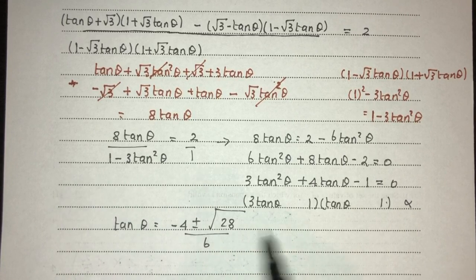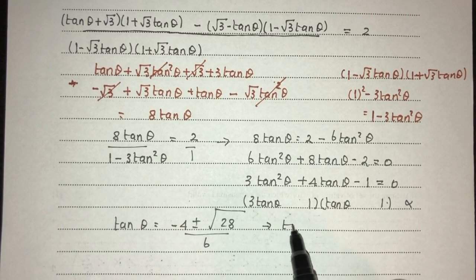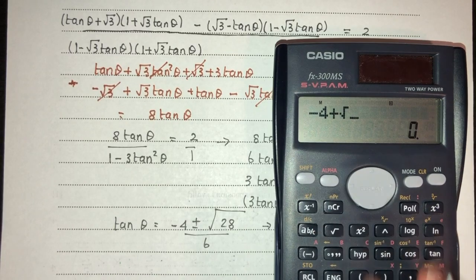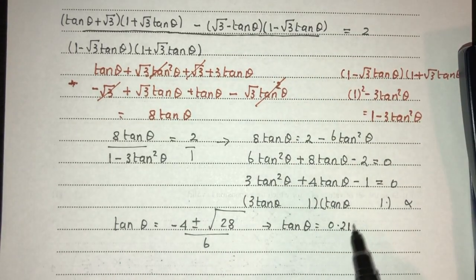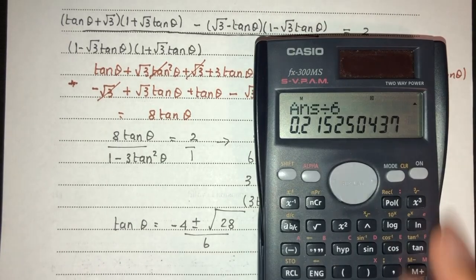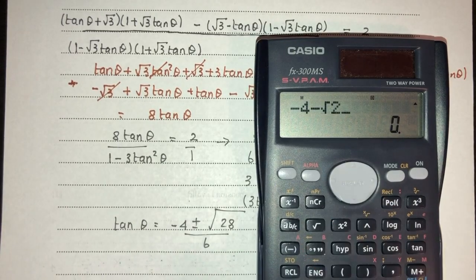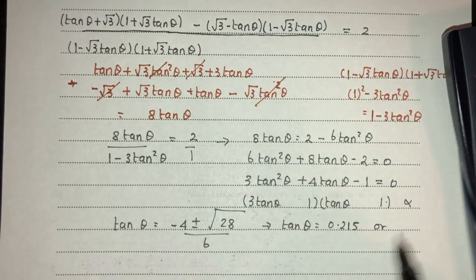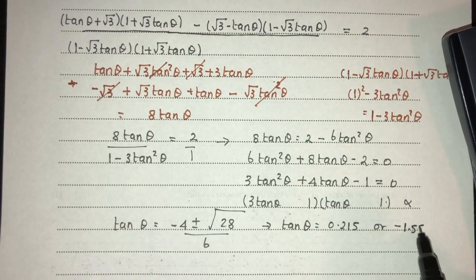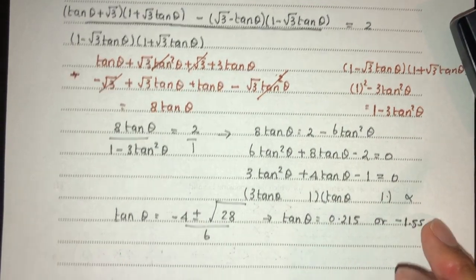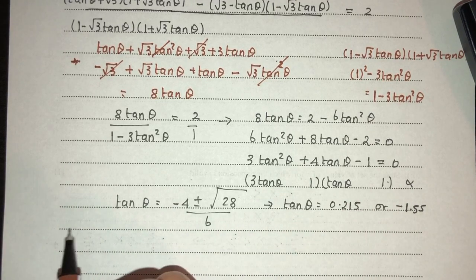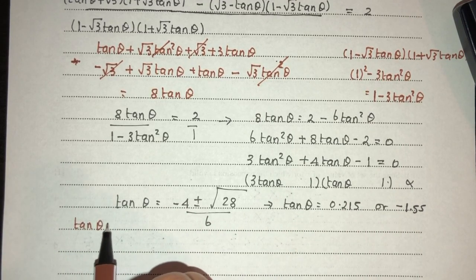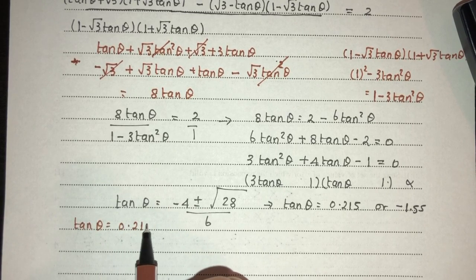So for the first value should be tan of theta is equal to what? Minus 4 plus root of 28 divided by 6, 0.215, or it can be minus 4 minus root of 28 divided by 6, minus 1.55. So it is two possible values. Now for the first one, let's solve this one first. So here we have tan theta is equal to 0.215.